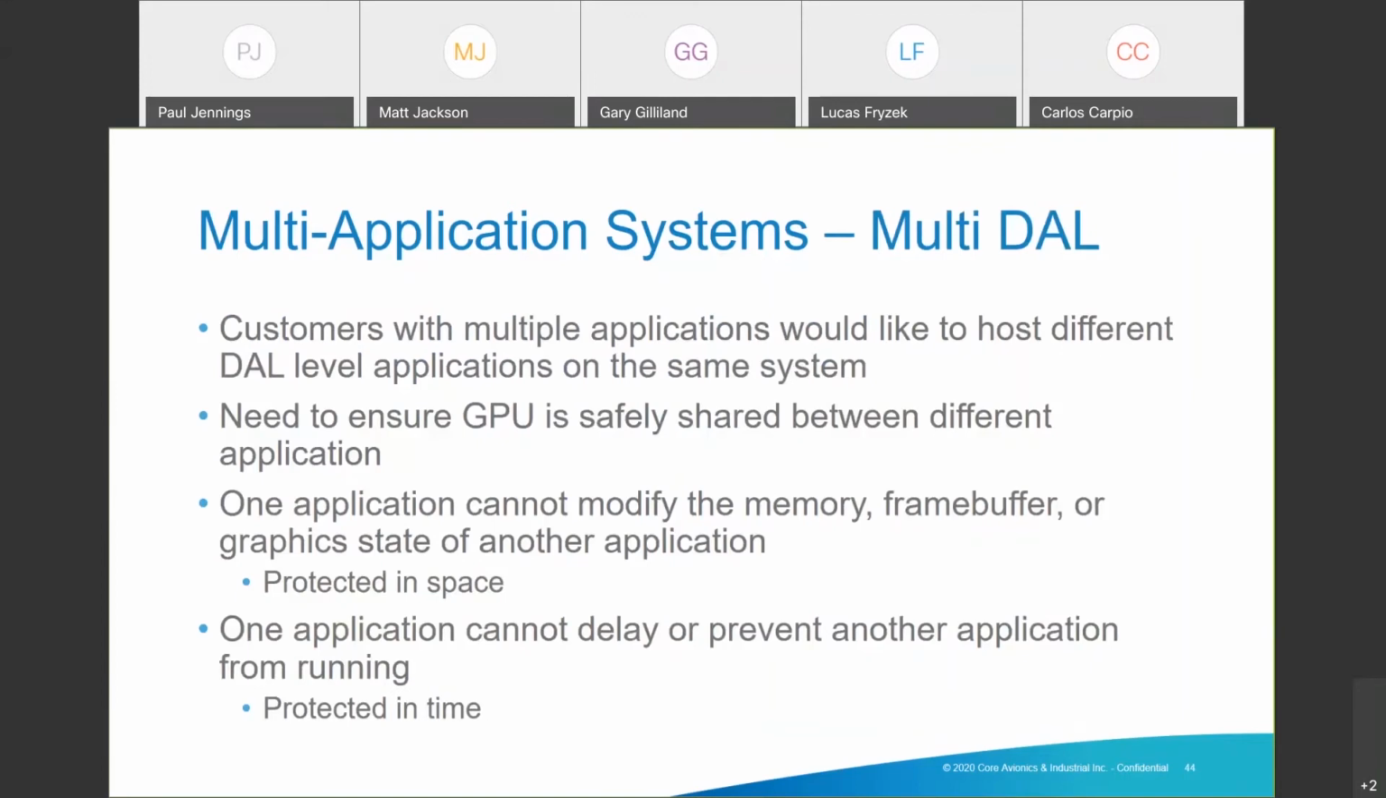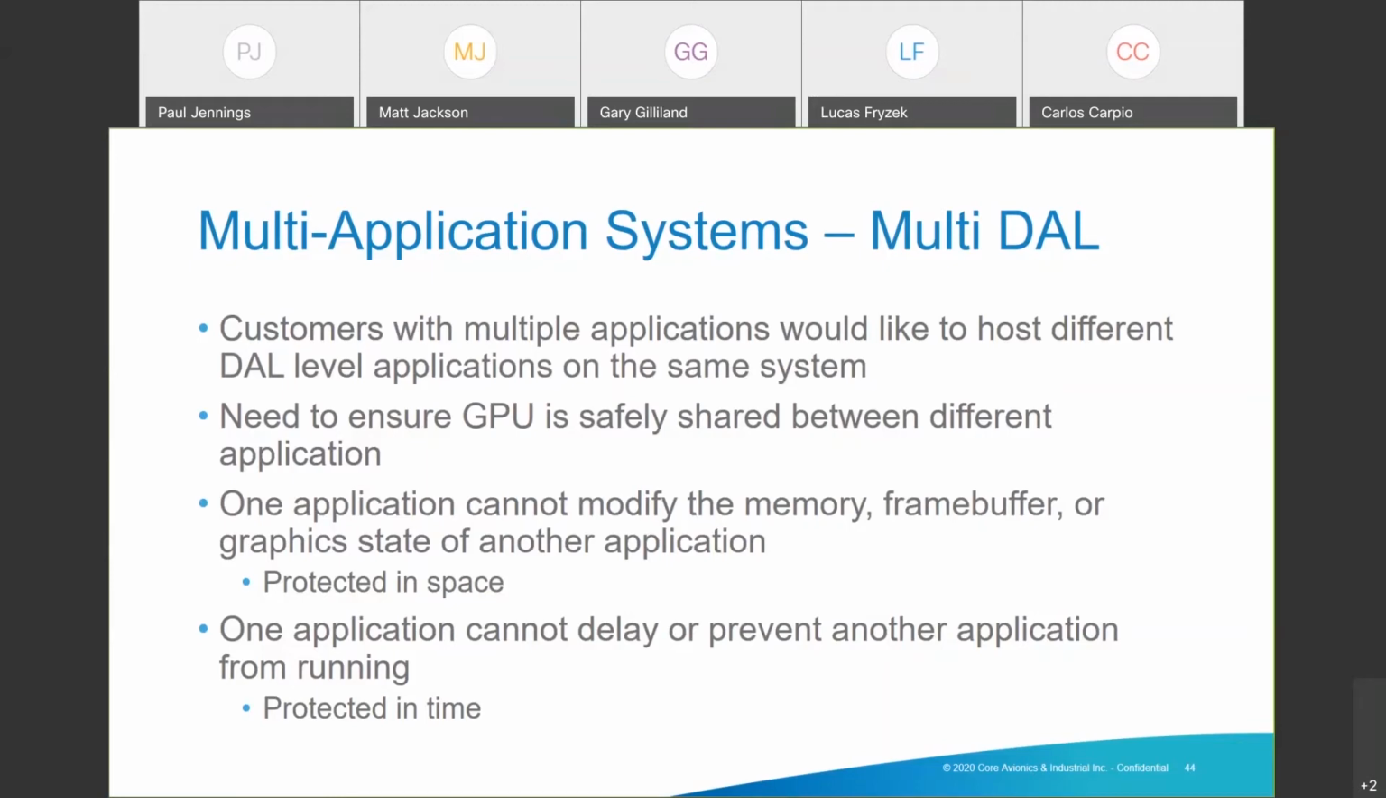So the last thing I wanted to talk about for multi-application systems are multi-DAL applications, or systems with multiple applications with different certification levels, all executing on the same GPU. So this has become, I would say, a more common need in recent years. As CPUs provided multi-core support, there's been a demand to have one CPU run multiple applications where each application can be a different certification level.